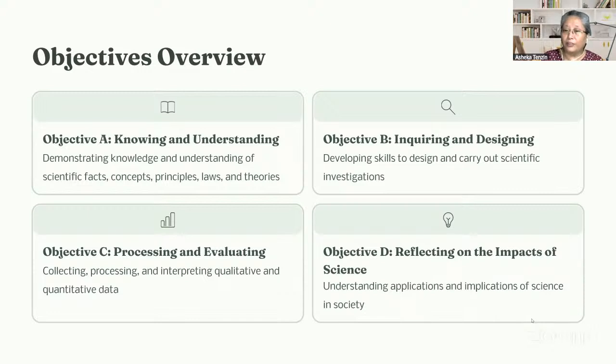And in objective D, the students will reflect on the impacts of science. So here we will connect real life experiences and issues while studying this particular objective. So students will understand the applications and implications of science in society. So these are the main objectives of sciences in the MYP.